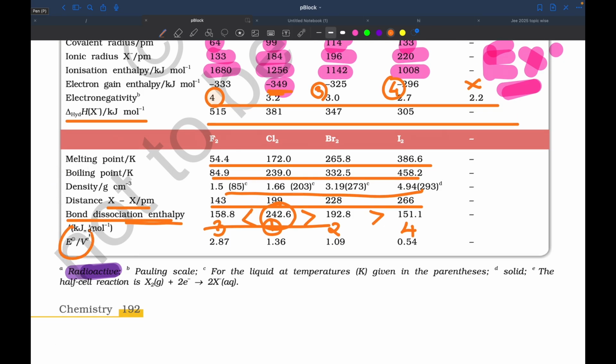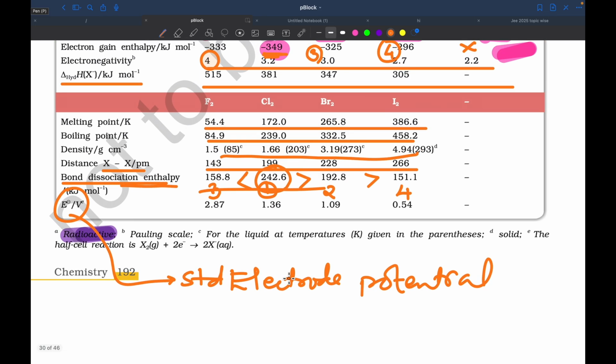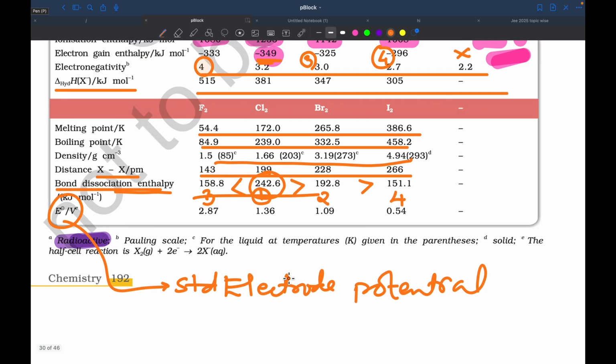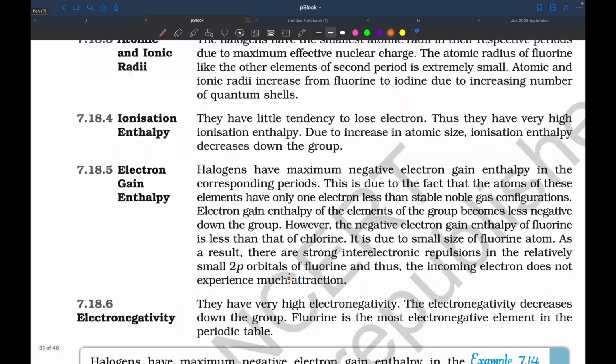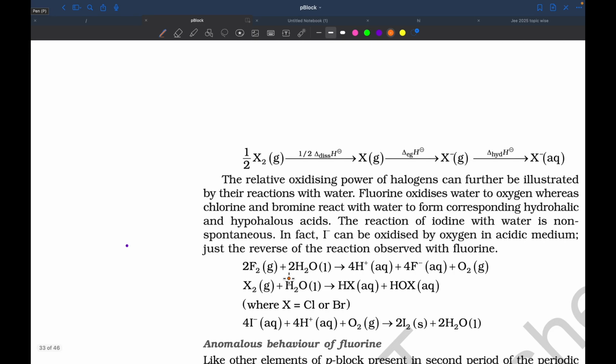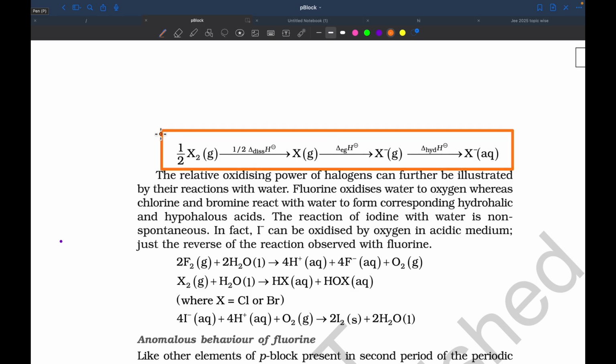And E naught values are given. E naught value is known as standard electrode potential. The meaning of standard electrode potential is that it is the combination of these items. The reactions are given on the next page. Bond dissociation, hydration enthalpy. So electrode potential is the combination of these three reactions.